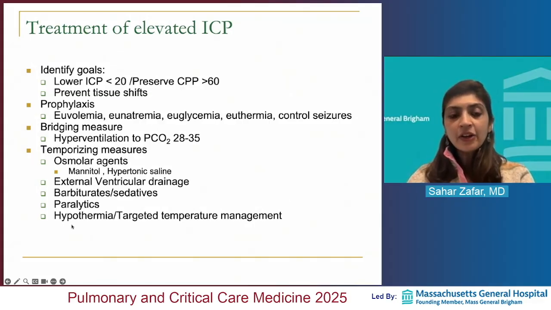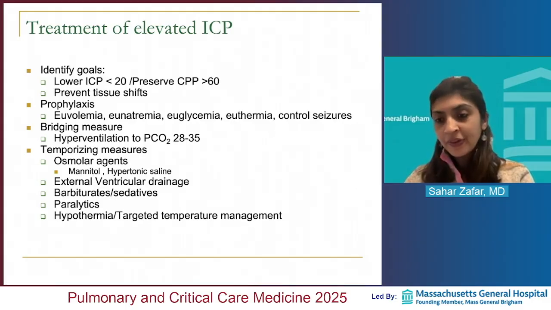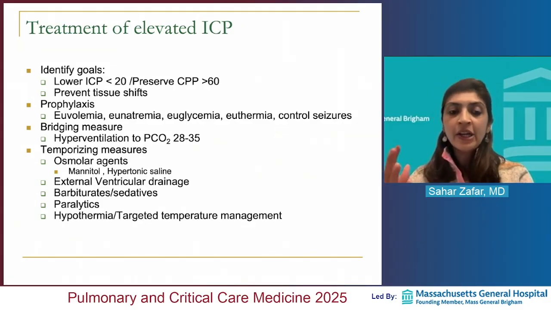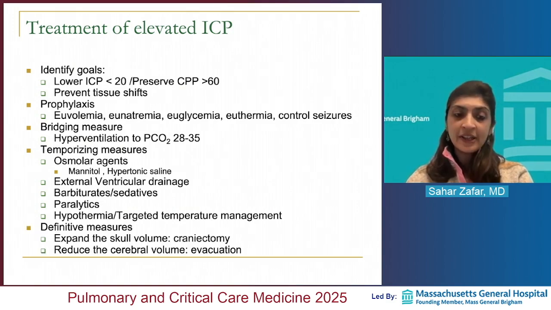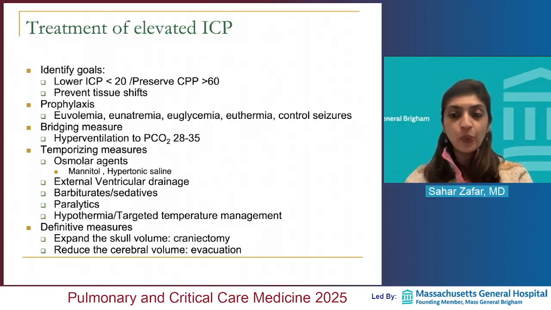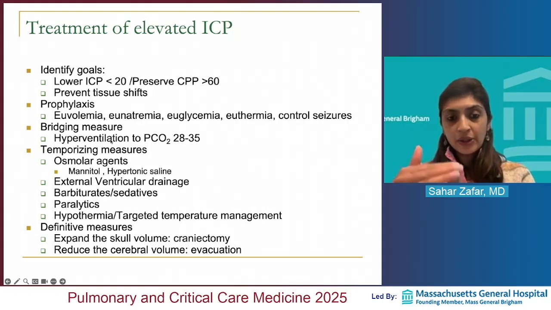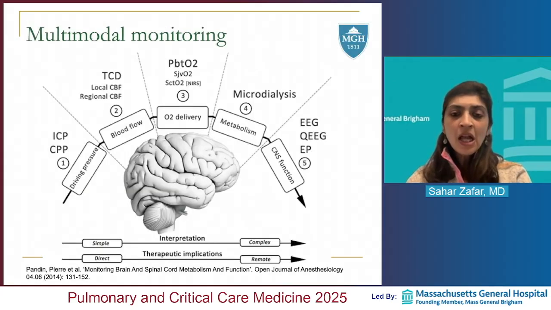And there's some data for hypothermia, but really what is key is to prevent hyperthermia in these patients. So ensuring that they're normothermic is sort of the key in the treatment of ICP. And then there's definitive measures, which of course is craniectomies, craniotomies, and evacuation of the brain mass or hemorrhage. And we have case examples at the end to demonstrate how we use this tiered approach in managing intracranial pressure.